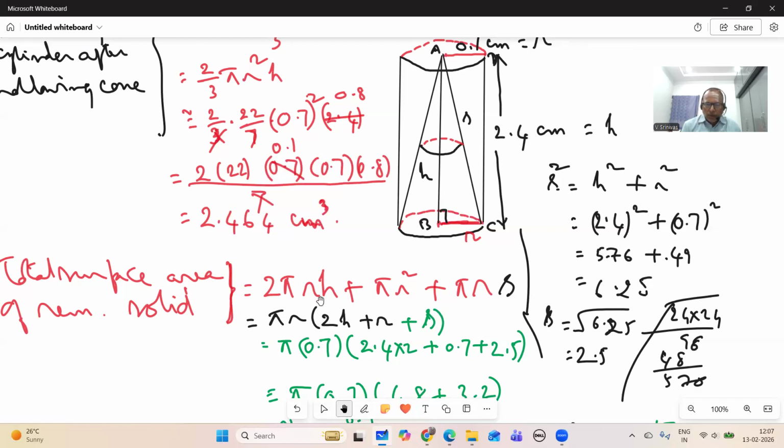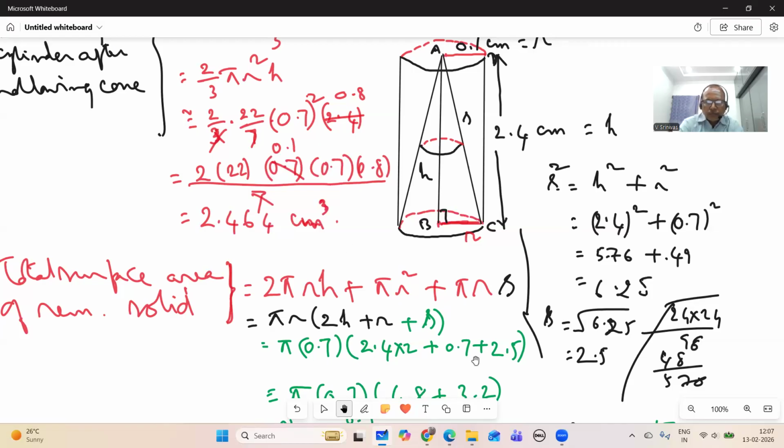Okay, so you add pi r s. s is the slant height. Okay, and s can be calculated using h and r by the Pythagoras theorem. Okay, and out of these three, pi r is common, take it out, 2h comes, r comes, s comes, and substitute the values of h and r and simplify.